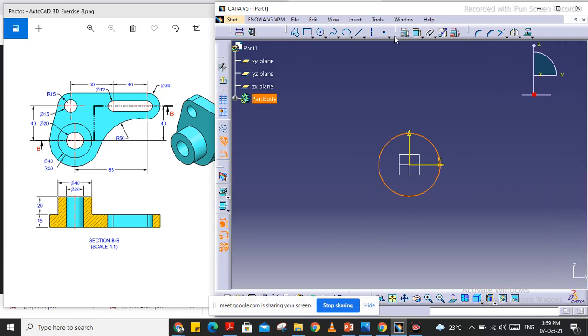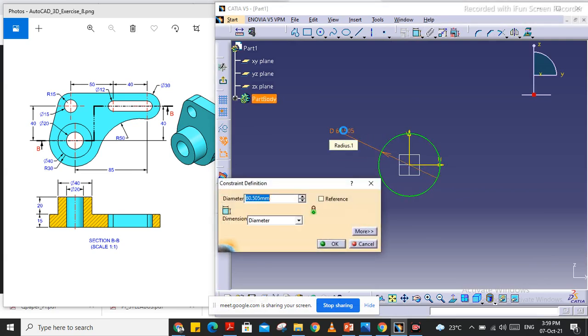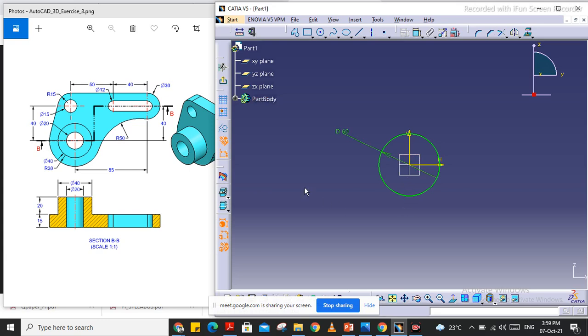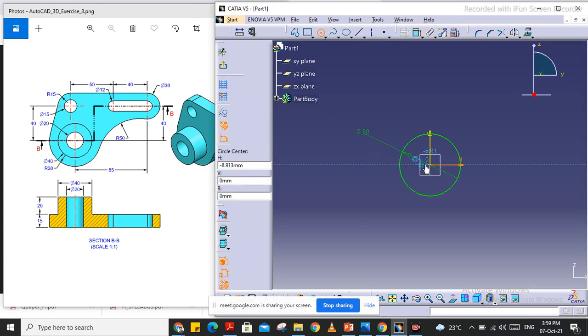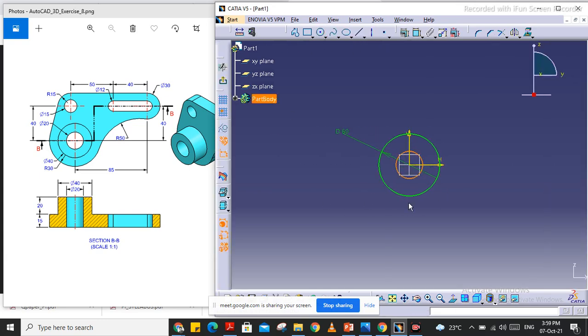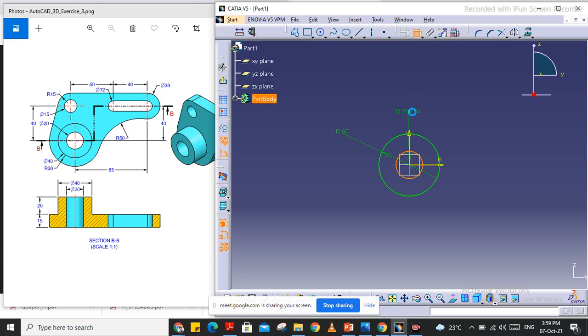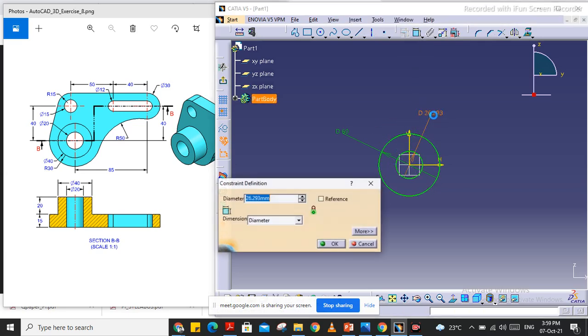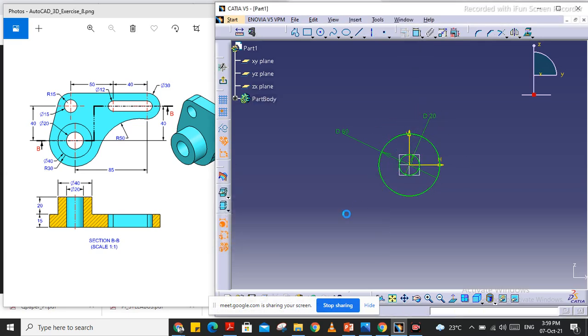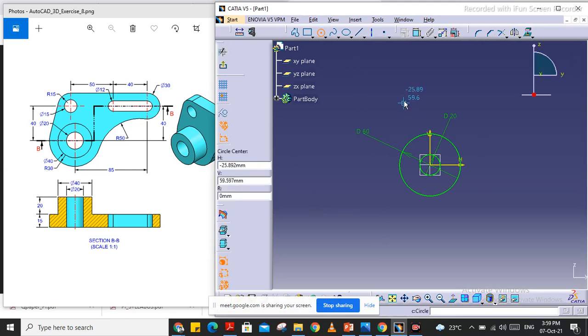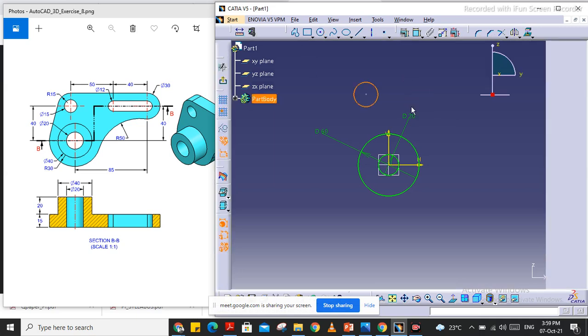How much diameter is it having? It is having 30 radius, that is 60 diameter. Okay, 60 diameter. Then I have a central circle that is having 20 diameter. Then we have one another circle at this place somewhere.